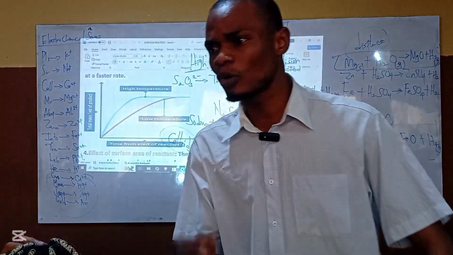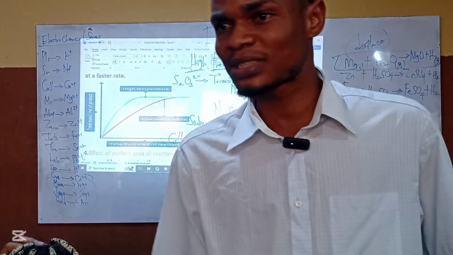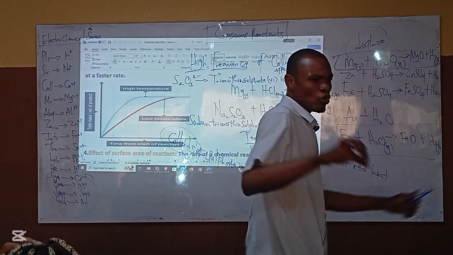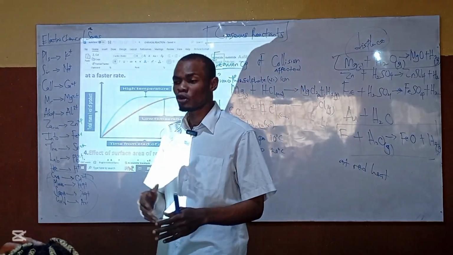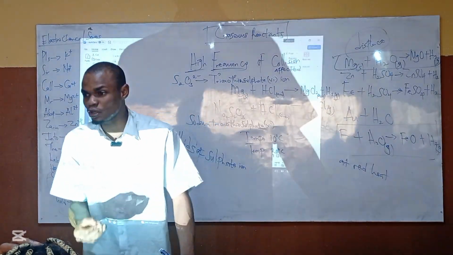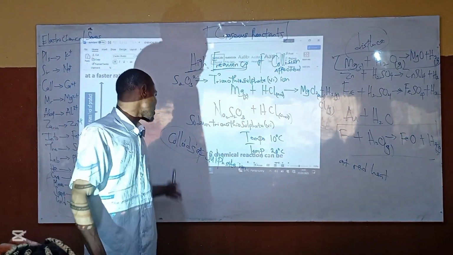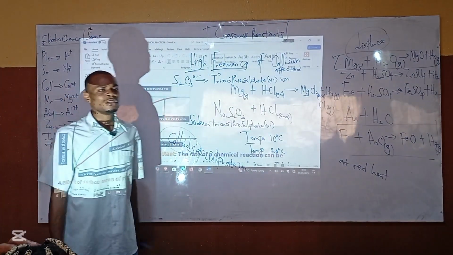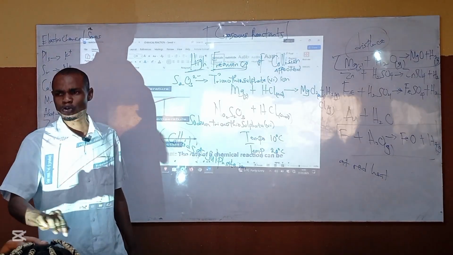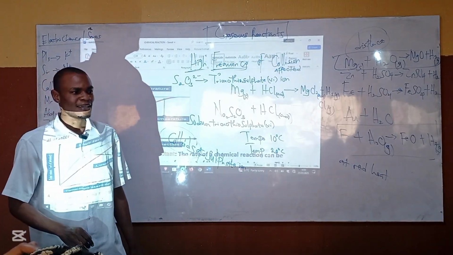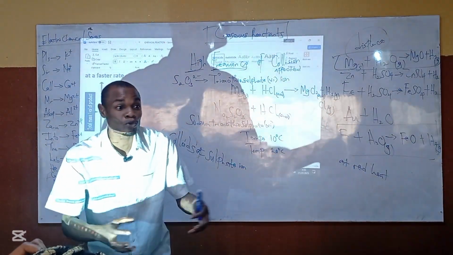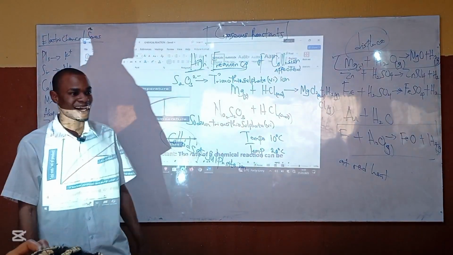The colloid will be formed faster if the temperature of the reaction is increased. Colloid means something like cocoa. You can also make your eba or your amala. You can see cocoa, right? They are colloid, right? But if you increase temperature, the cocoa will form faster.